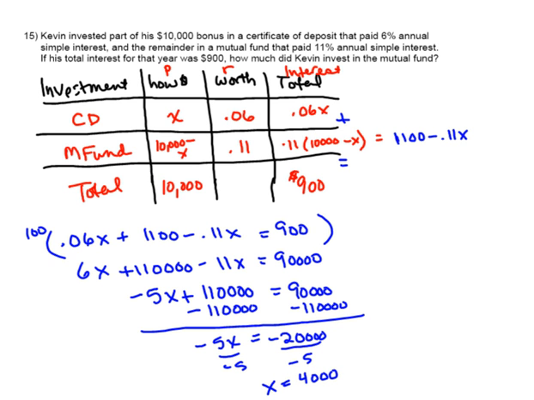Always go back and answer the question. So the question here is going to be that the CDs, he invested $4,000 in the CDs because that was x, and then 10,000 minus 4,000 would be the mutual funds. That would be $6,000.